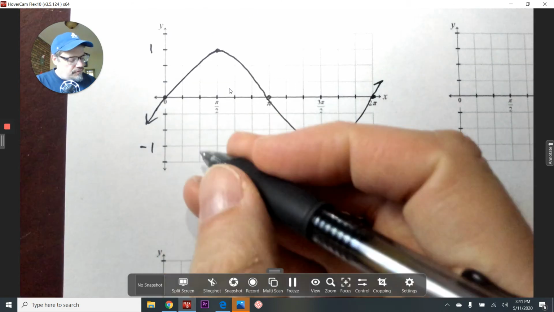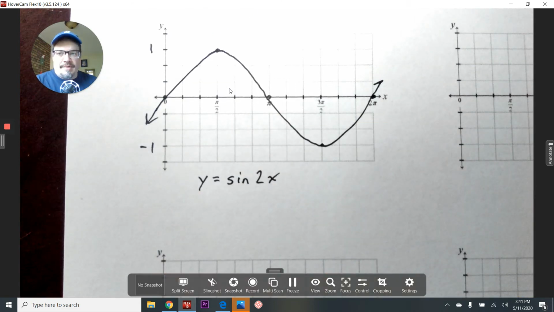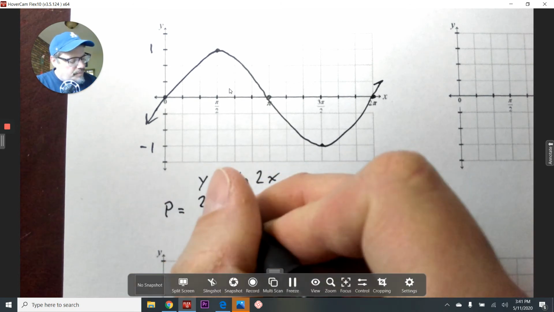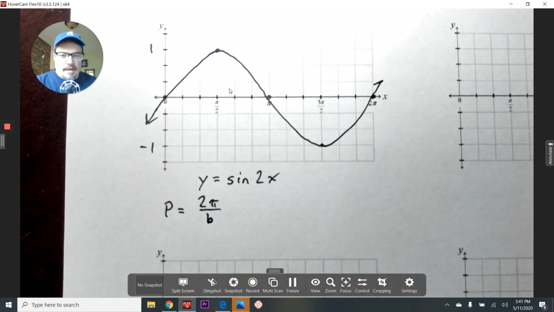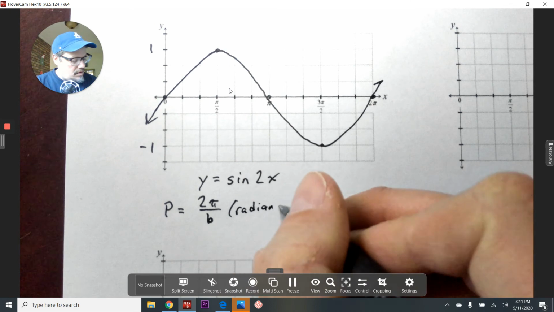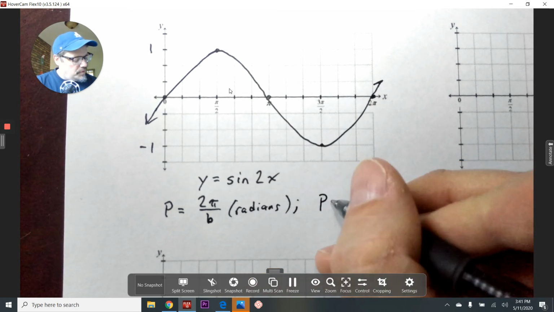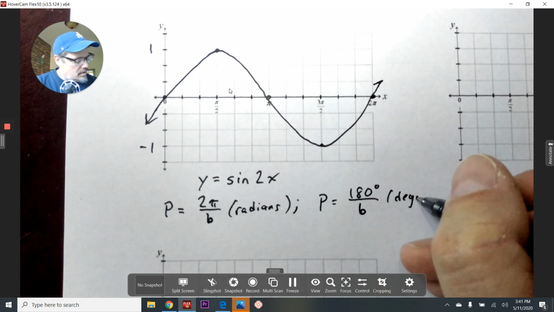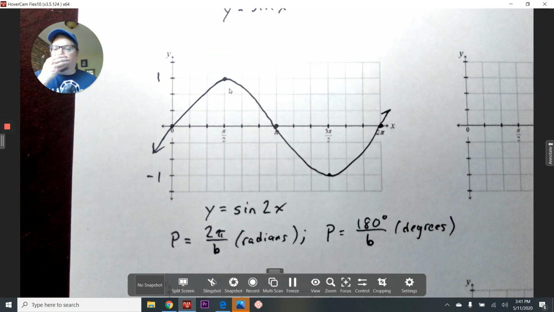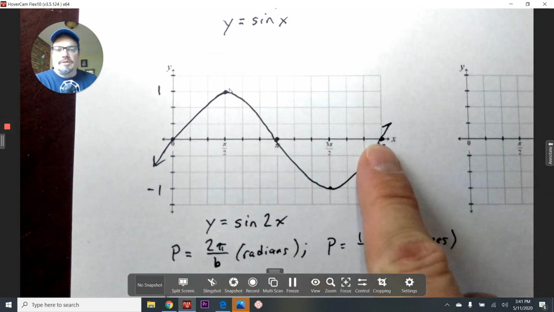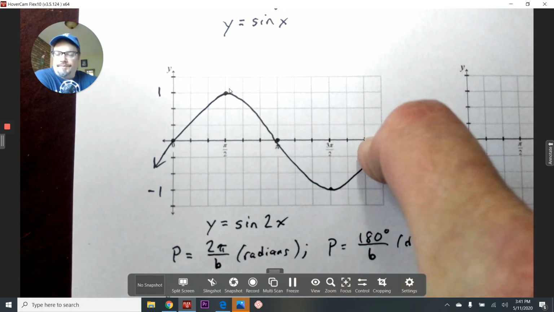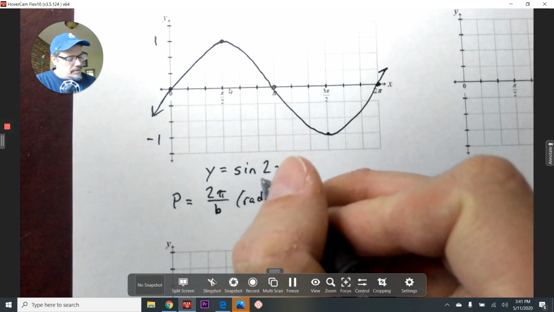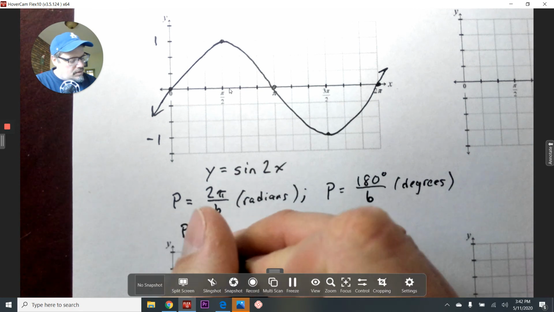Now, your first formula we'll do radians, because that's going to be more common for advanced trig: the period equals 2 pi over b. All right, that's in radians. And if you were in degrees, then the period equals 180 degrees divided by b. Okay? And so what we do is, we know the period is 0 to 2 pi for sine. Okay, that's its natural cycle. Here, if I have a b of 2, and I know that it's in radians, then I'm going to say the period equals 2 pi over b.